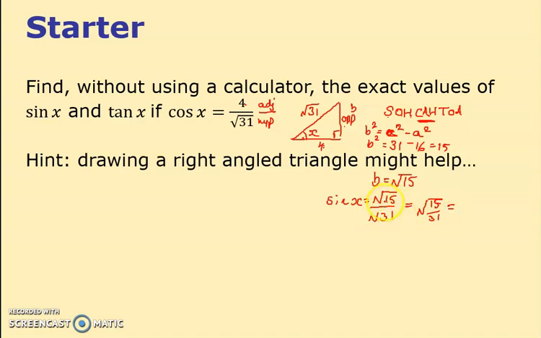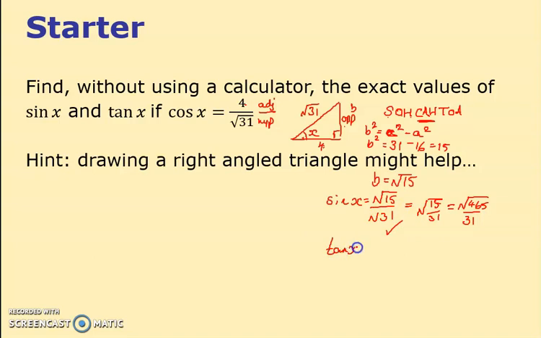If you times top and bottom by root 31, then the top becomes, what's that? 31 times 15. I'll let you use a calculator for that. 465. So it becomes root 465 over 31. But to be honest, this one's good enough as well. I wouldn't worry too much about that.